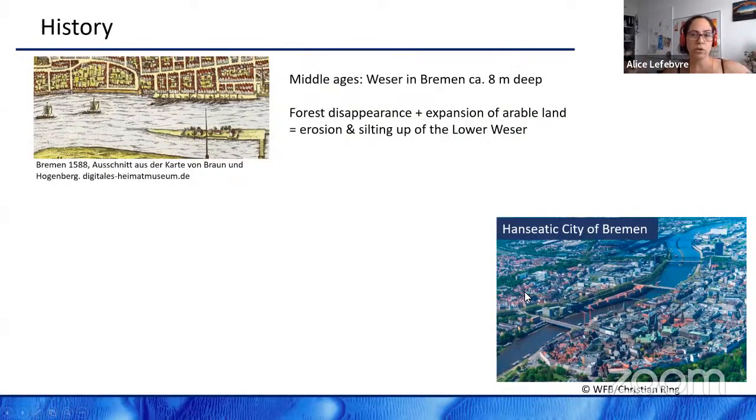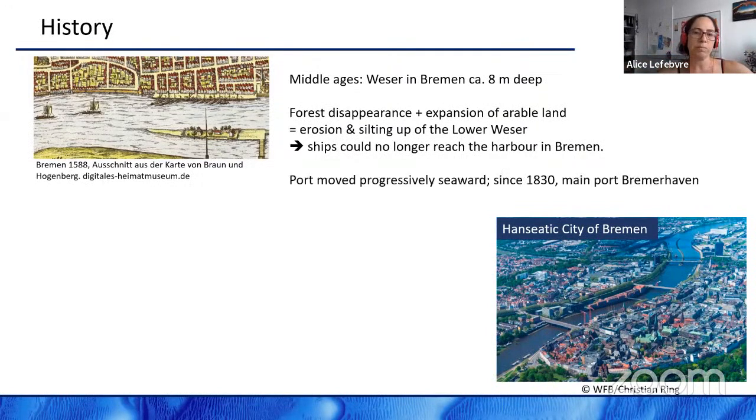However, as agriculture started to expand, there was less and less forest around Bremen, and so a lot of erosion. And then there was a silting up of the lower Weser, so a silting up of the channel in Bremen. And so the ships could no longer reach the harbor in Bremen, and little by little, the harbor moved more and more downstream until it arrived in Bremerhaven in 1830.